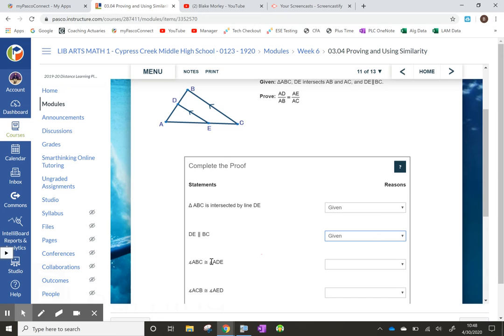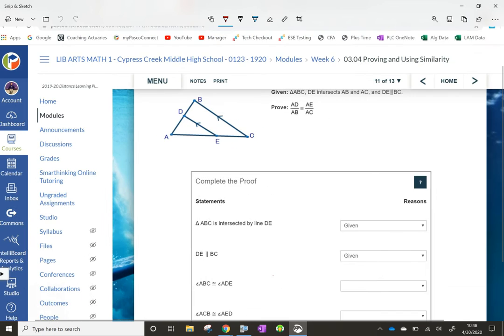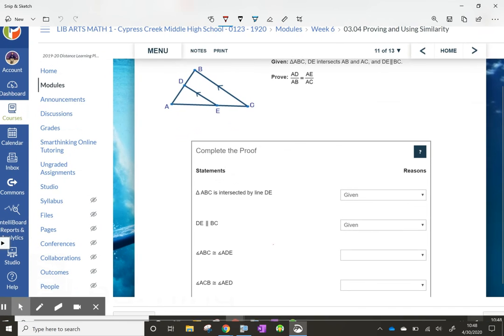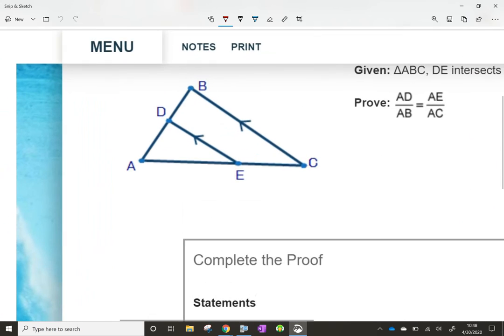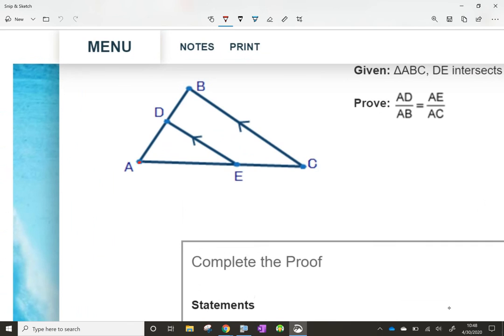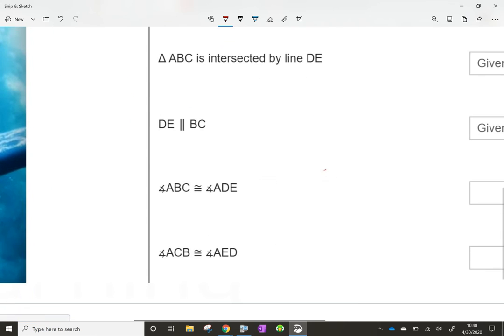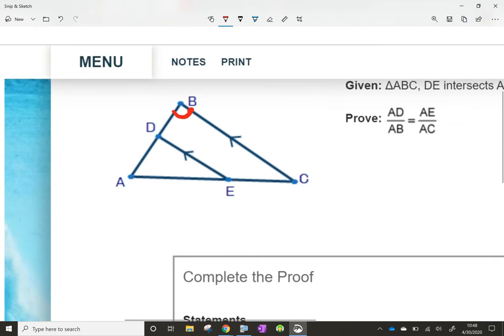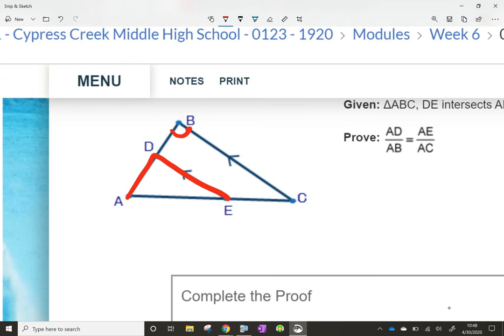Triangle ABC is congruent, or not triangle, but angle ABC. I'm going to need to write this down. Angle ABC is congruent to angle ADE. So angle ABC, we're talking about this angle here, essentially angle B, is congruent to ADE. So let's look at that, ADE. So that's going to be this angle here. So it's saying that those two angles are congruent.